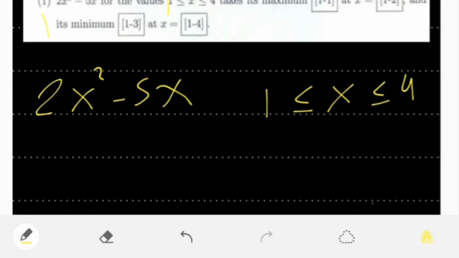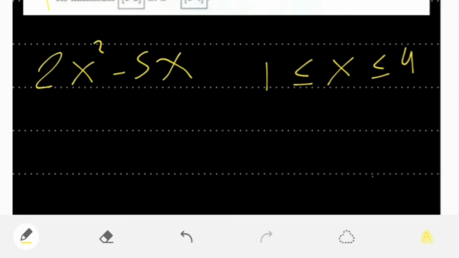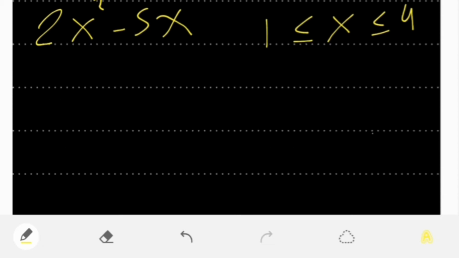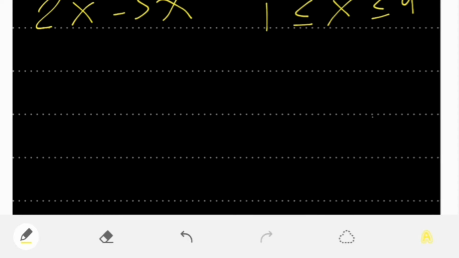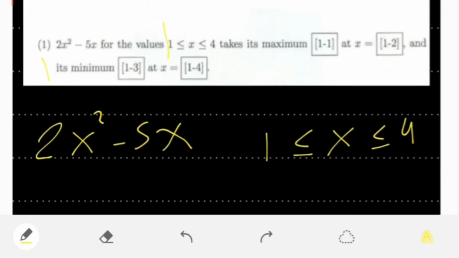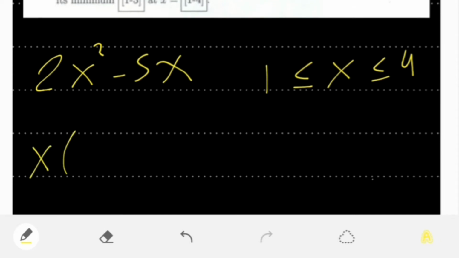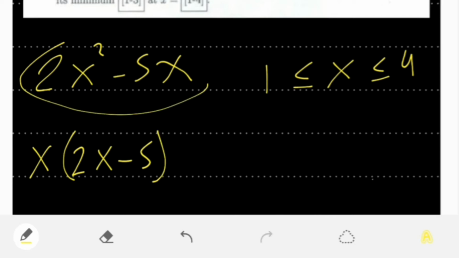So let's find some critical points important for us so that we can draw the function, okay? So the first thing, let's find where it cuts the x-axis. Where it cuts the y-axis doesn't matter for us because x is always bigger or equal to 1, okay? So how do we do this? Now look, we can take x out, so it will be x times 2x minus 5, okay? This is the same, if you multiply x, you'll get it back.